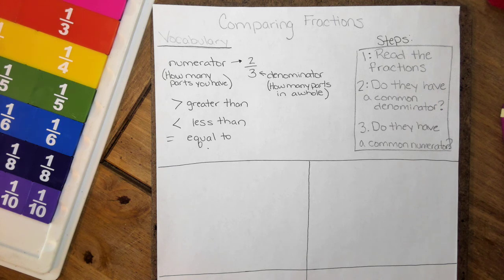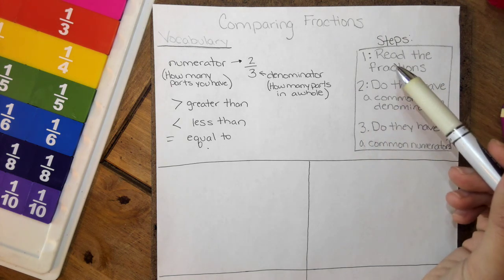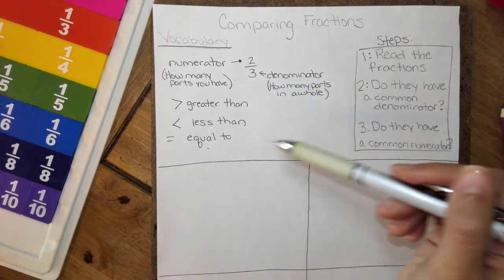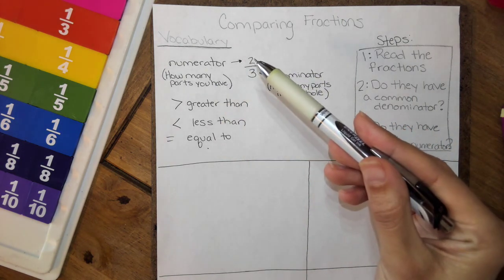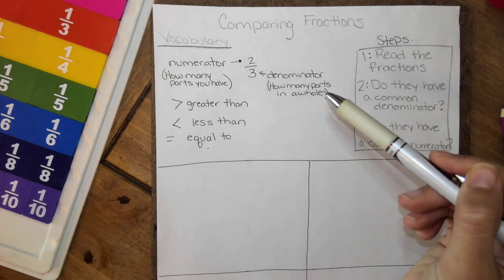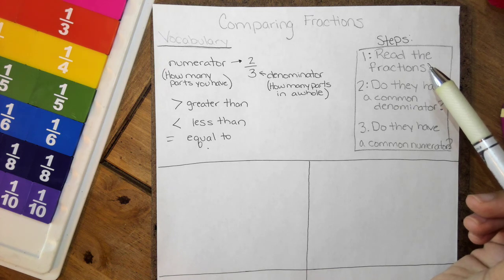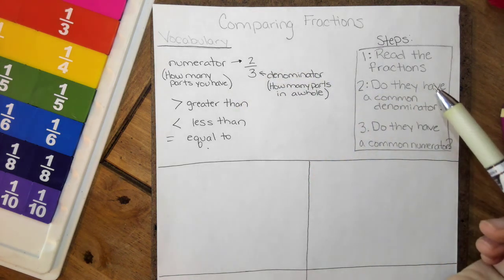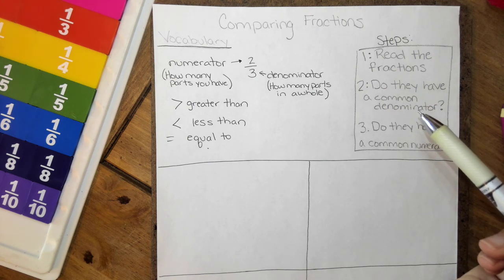So over here we have a couple of different steps that we're going to be using in order to compare fractions. The first thing we need to do is actually read the fractions and interpret using the different vocabulary. The numerator being the parts that we have, and the denominator being how many parts are in a whole. After we read the fraction and understand the different pieces of the fraction, we're going to look at the denominator first to see if they have a common denominator.